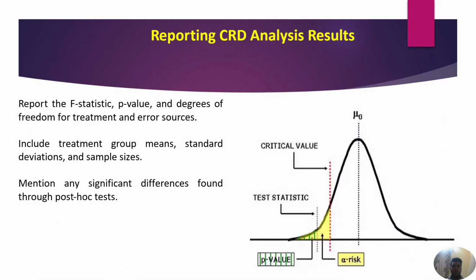Now let's see how to report the CRD analysis results. Report the F-statistic, p-value, and the degrees of freedom for treatment and error sources. Include treatment group means, standard deviations, and sample sizes. Mention any significant differences found through post-hoc tests.